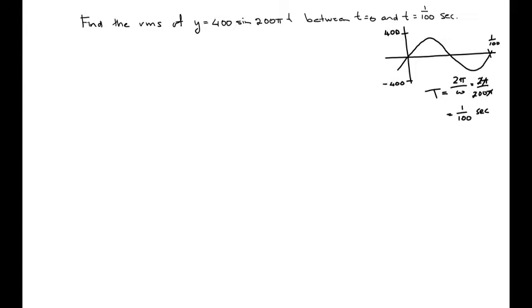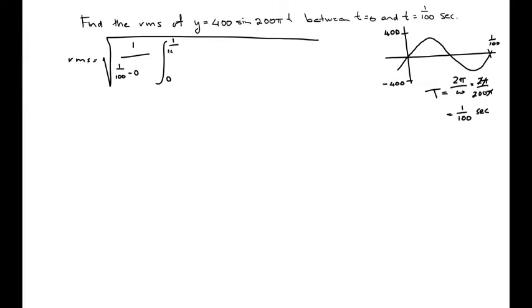Now we don't need to worry about anything else at the moment, just the fact that it's going around once, and we're finding the root mean square for the function over the whole of its period. So the root mean square, just using the formula, would be 1 over 100 minus 0 times the integral between 0 and 1 over 100 of the function squared.